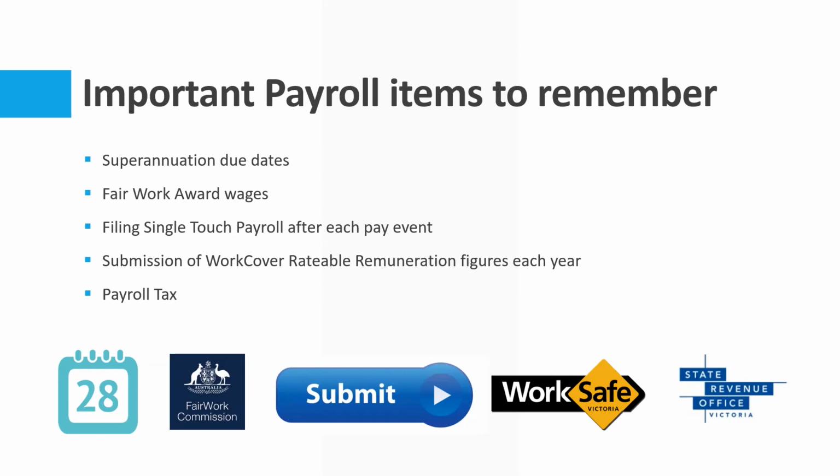As we mentioned at the start of the webinar, STP Phase 2 now breaks down those pay items, so the ATO and Fair Work will be aware if you're not paying the correct amount of allowances or the correct pay rate for your staff.